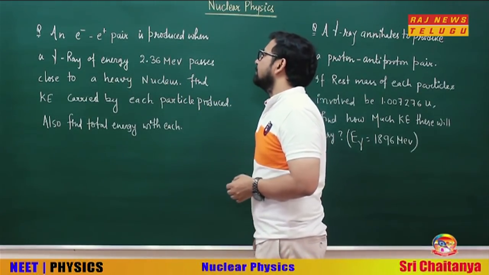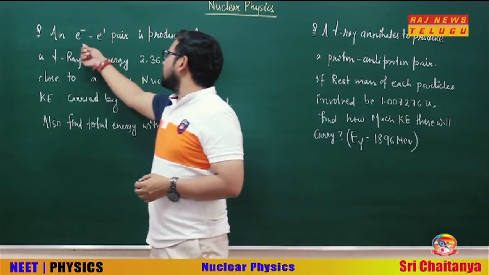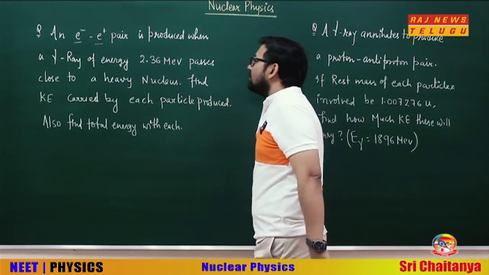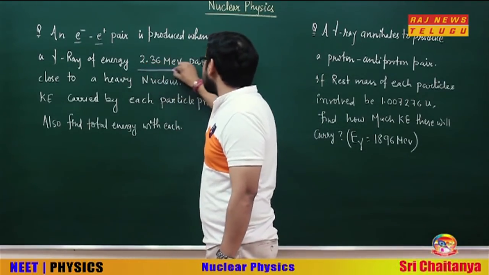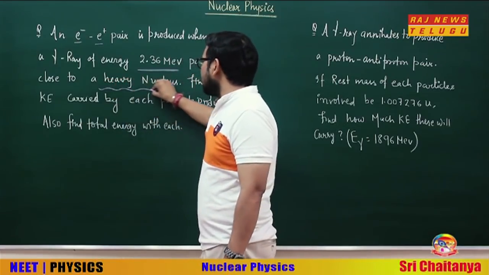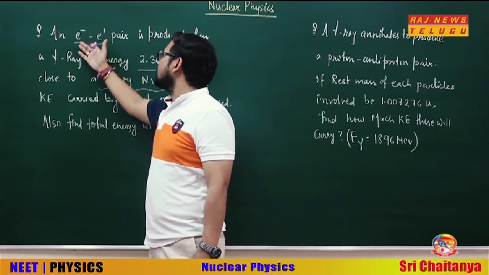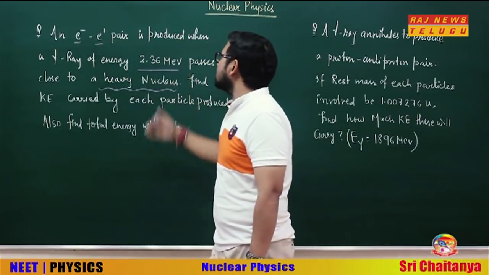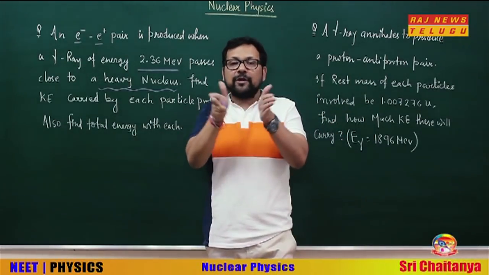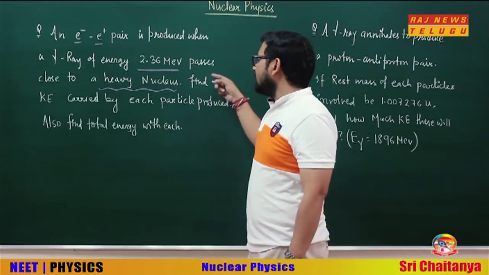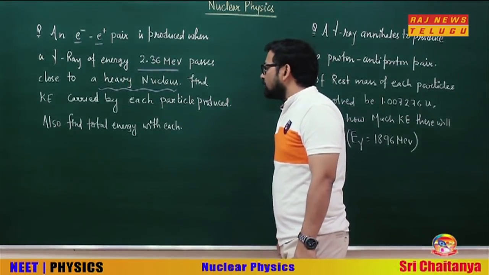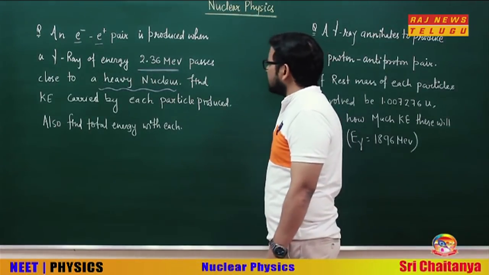First, what is the question? An electron-positron pair is produced when a gamma ray of energy this much passes close to a heavy nucleus. Fine. There is a gamma ray and an electron-positron pair is produced. What is this? This is pair production. Nice. Find kinetic energy carried by each particle produced and also find total energy with each. Okay, let's see what will happen here.